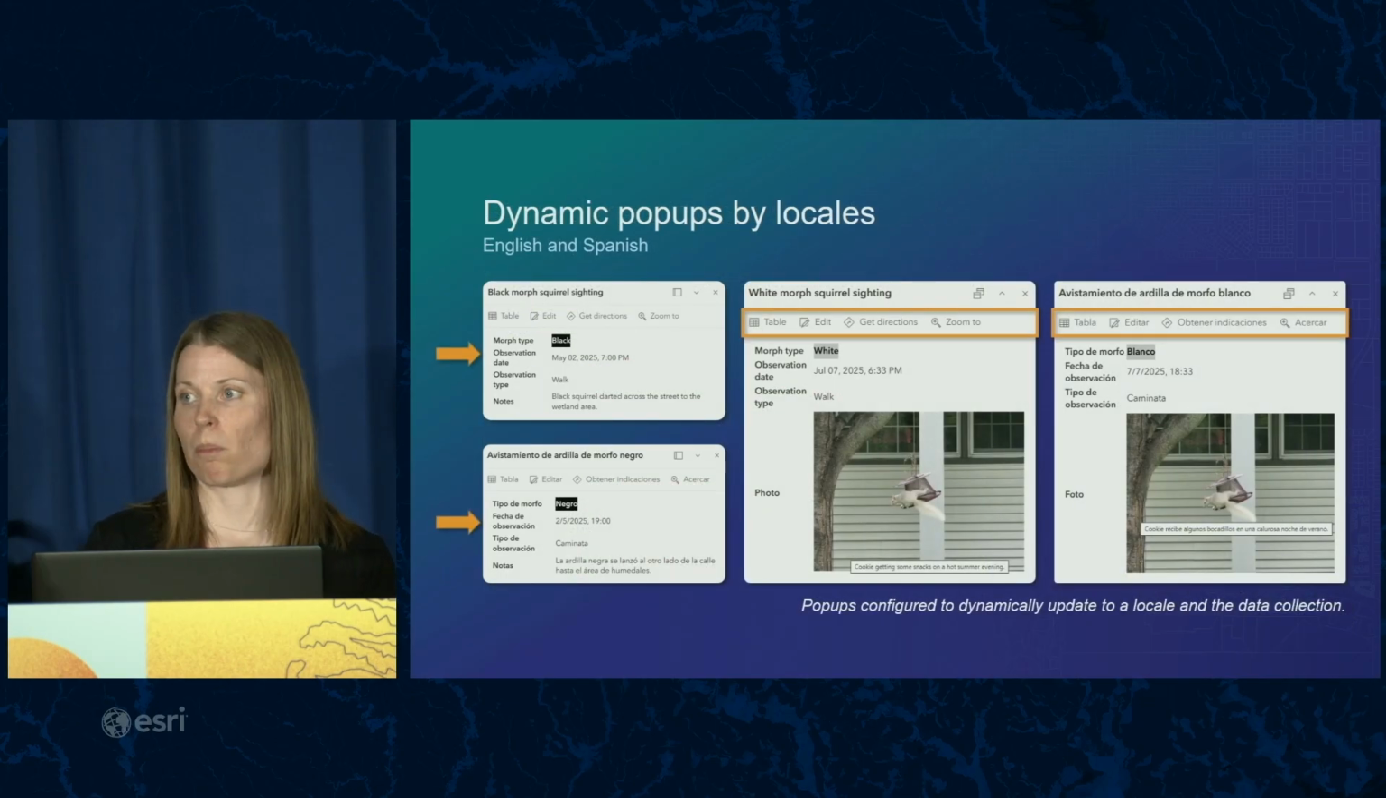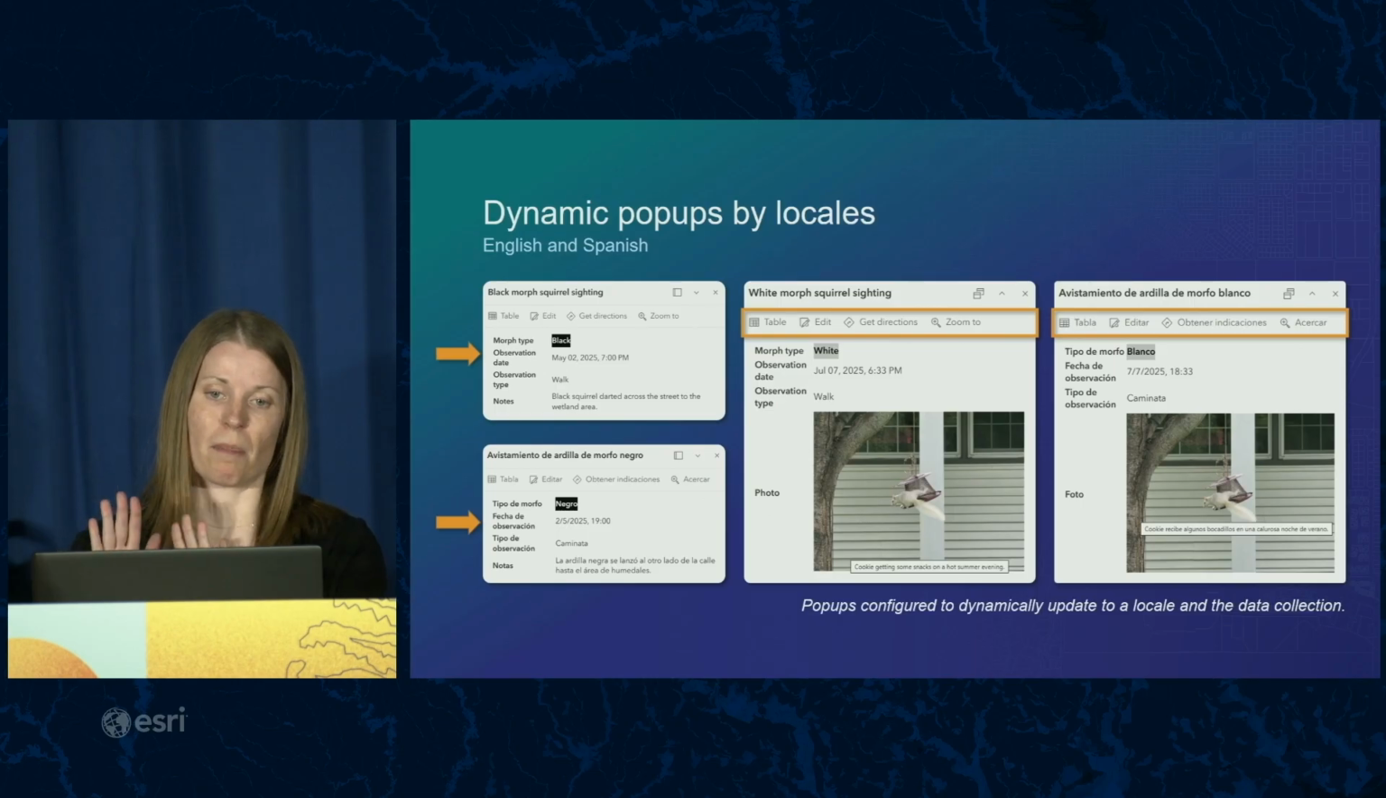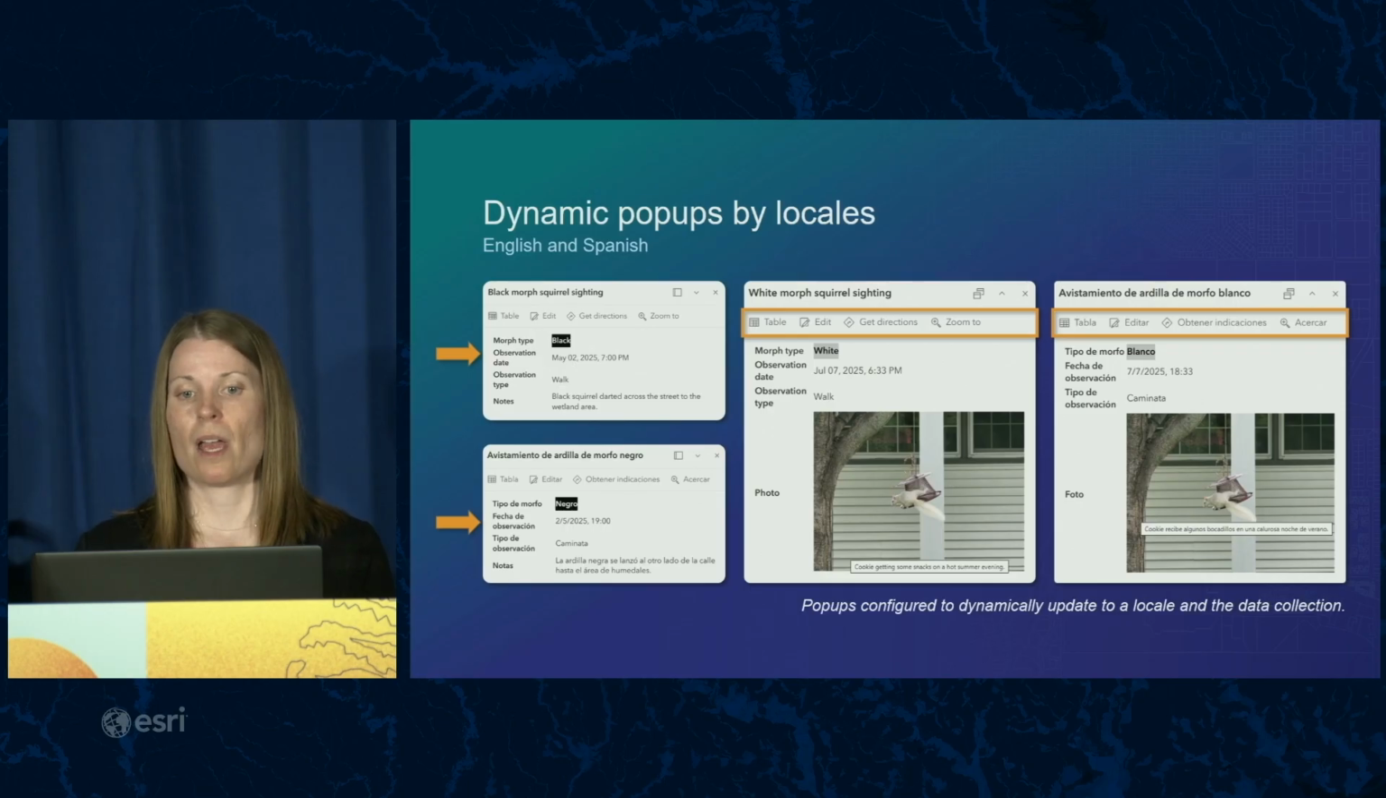And so this is that final product, what it looks like in those pop-ups. So the top image for the black morph sighting here, that's showing the English version. And then you can see that same pop-up being displayed in Spanish as well. And then if you look at the two also that are side by side, it shows that not only is it being interpreted within the pop-up, but also in Map Viewer itself. It's taking all of those actions, so the table, edit, get directions, and zoom to are all also provided and discerned in Spanish in this case as well.